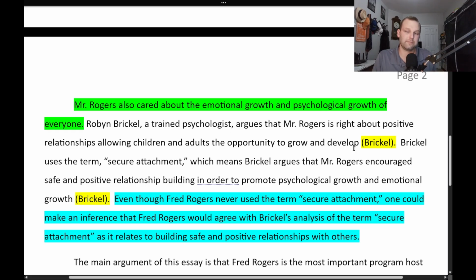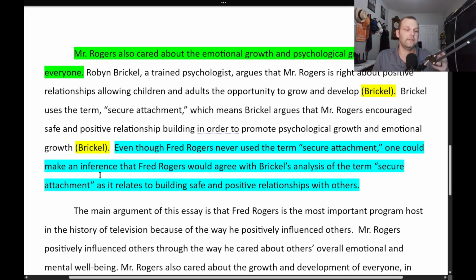And then I provide Brickell's last name in parentheses here to give her credit. Brickell uses the term secure attachment, which means Brickell argues that Mr. Rogers encouraged safe and positive relationship building in order to promote psychological growth and emotional growth. And we have secure attachment as a quote, and then we're also mixing in some more paraphrasing there. And then we give a citation credit, Brickell in parentheses again, right here, because we paraphrased and we also quoted from their article. Then we finish off this body paragraph with my own analysis.